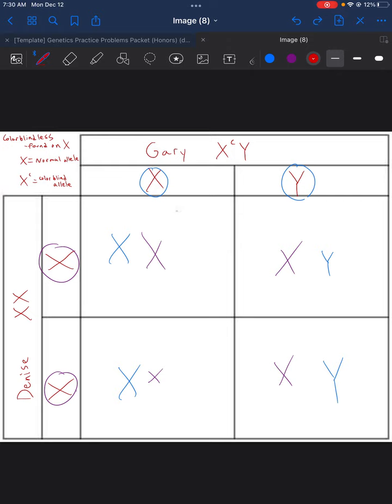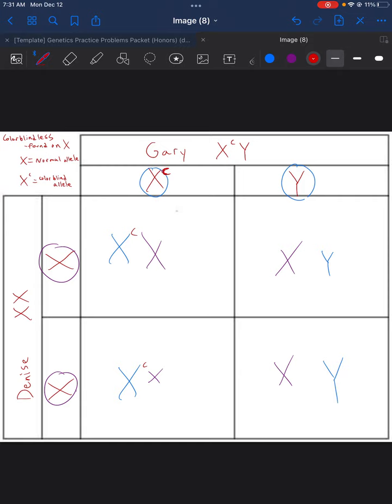However, now we need to look at the alleles that we are given. Denise is normal. However, Gary is colorblind, so we need to put that c on his X. All his X's will have the colorblind allele on them. So we need to go back and put little c's onto those X's.